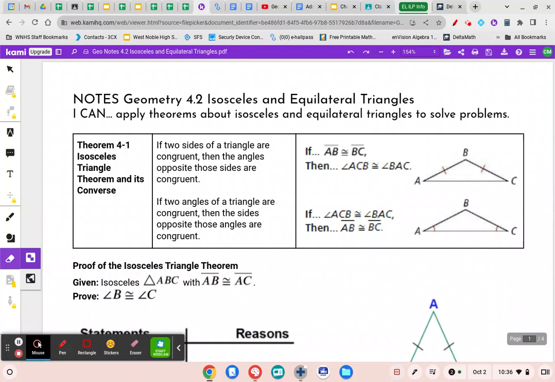So if we look at the picture for the original theorem, if you have two congruent sides like we have here, the opposite angles are guaranteed to be congruent. Okay, so these two down here are guaranteed to be congruent. They have to be opposite of the congruent sides. Now these are called base angles, the congruent ones. That'll be helpful later. They are base angles.